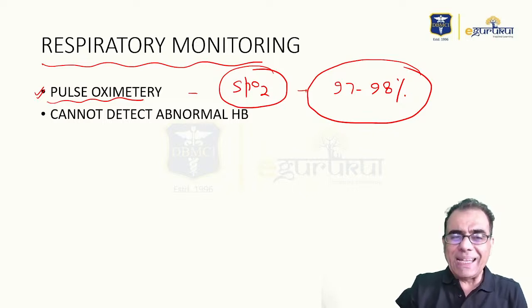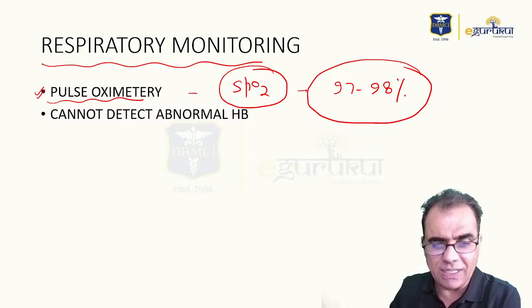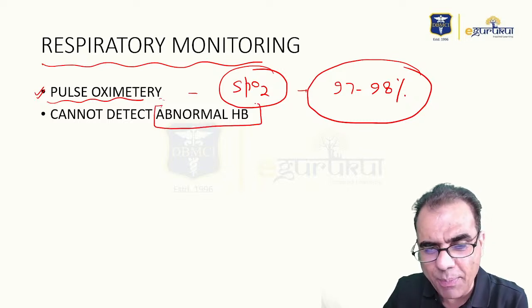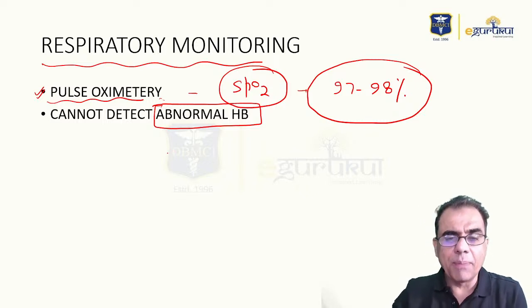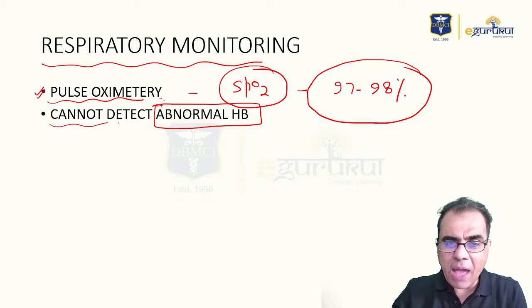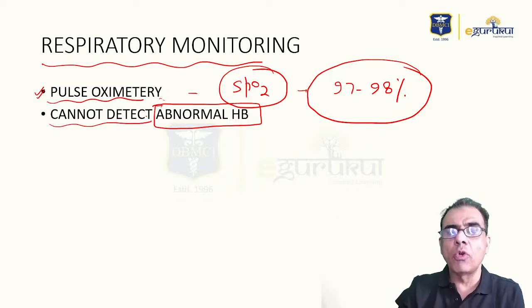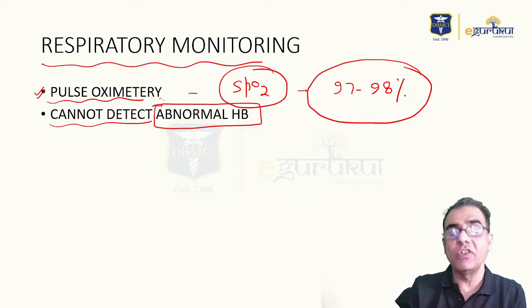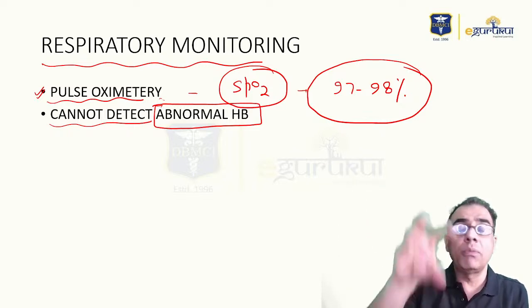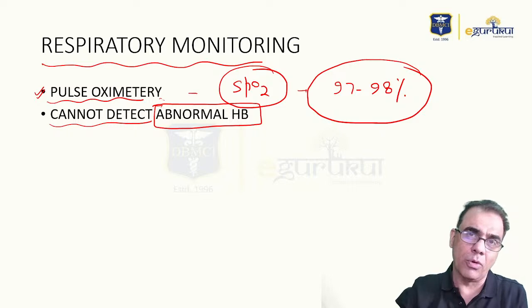Now, one of the limitations of these pulse oximeters is that they cannot detect abnormal hemoglobin. Abnormal hemoglobin means if the patient is having methemoglobin, sulfhemoglobin, carboxyhemoglobin, these pulse oximeters cannot detect it. So that is one of the big disadvantages of routinely used pulse oximeters. Say the patient is having carbon monoxide poisoning, they will show you normal oxygen saturation because they cannot detect abnormal hemoglobin.